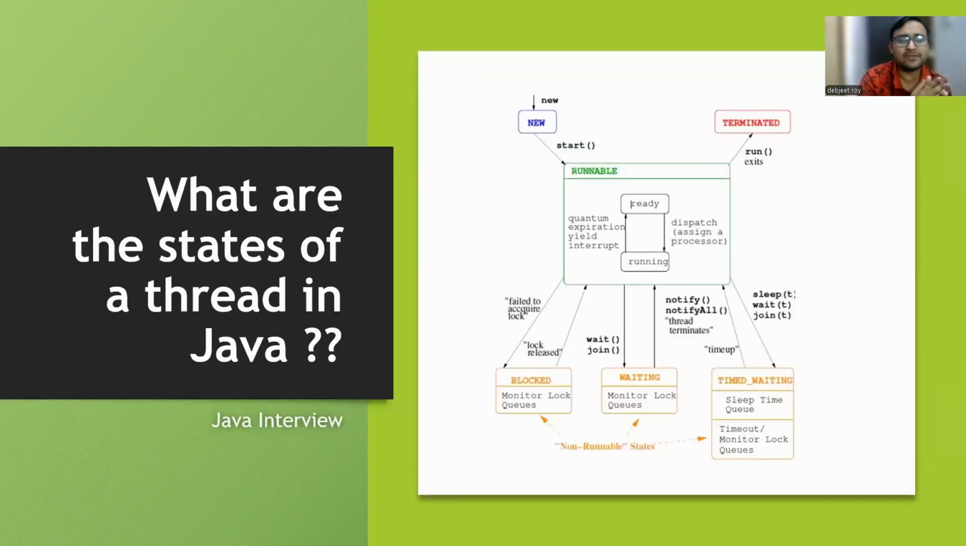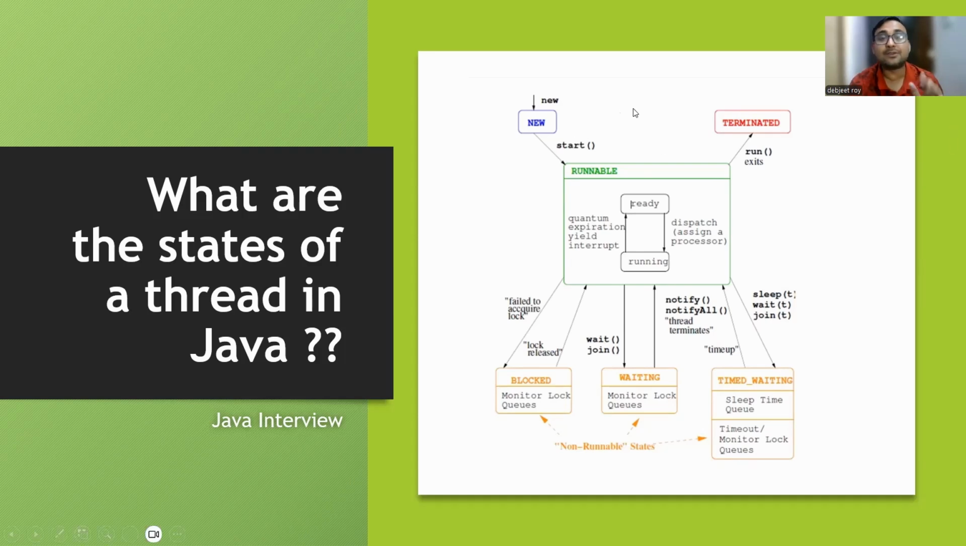So what are the states of a thread in Java? Whenever a thread goes through its life cycle, there are different states through which it goes. First is the newborn thread. Whenever the thread is newly born, that means you are creating a new thread, like Thread t1 equal to new Thread. That creates a newborn thread, so it goes through this new state.